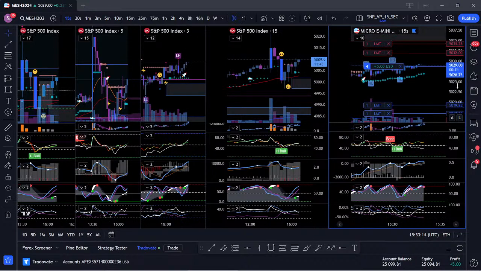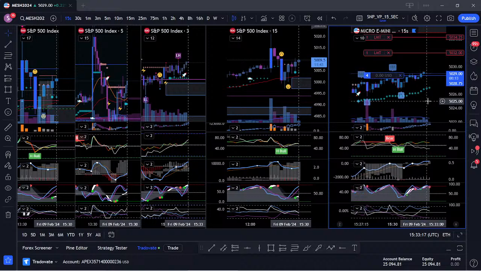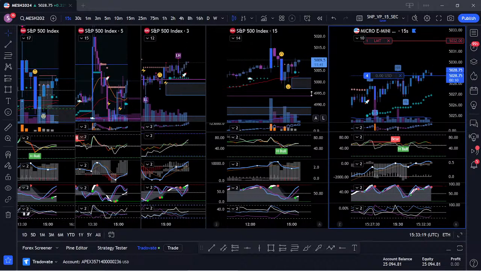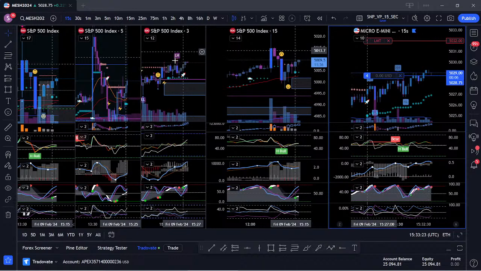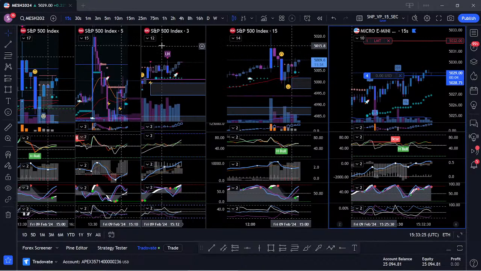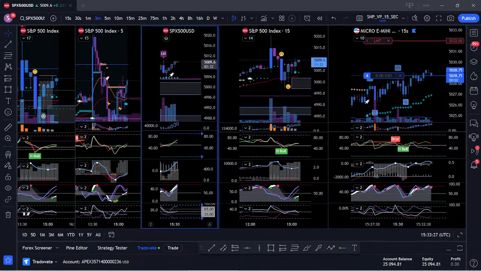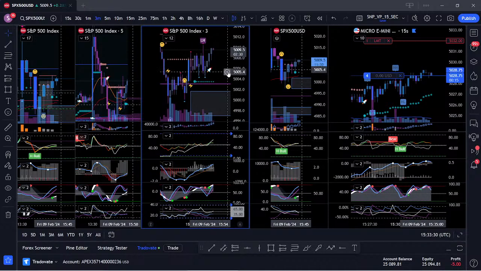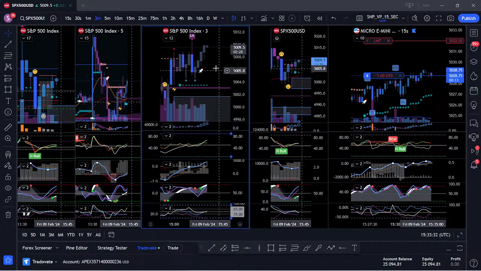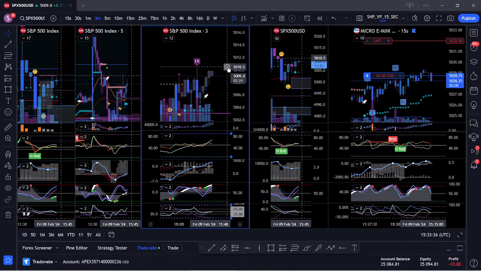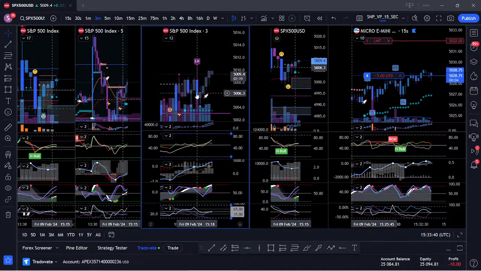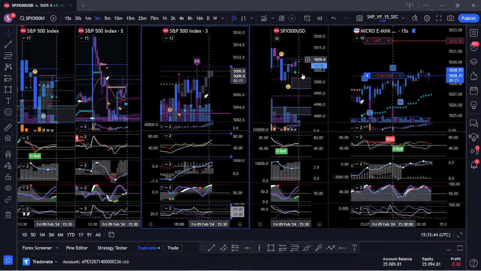Here we go. 15 minutes starts pushing. So on 3 minutes, what's happening? Yeah, lower high, but that lower high, you see, failed. Now our analysis was right. The moment it crosses this, it will be an explosion. Explosion is going to happen.